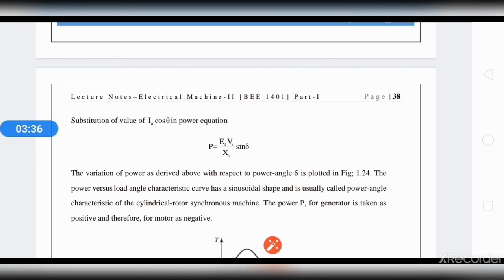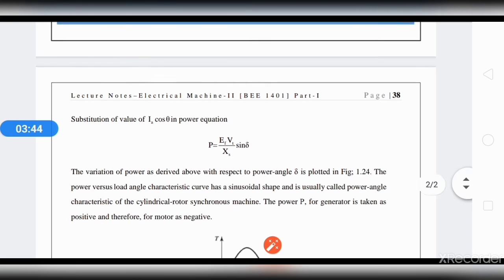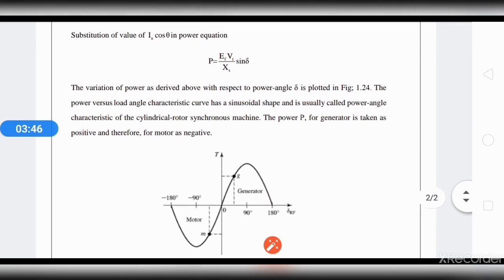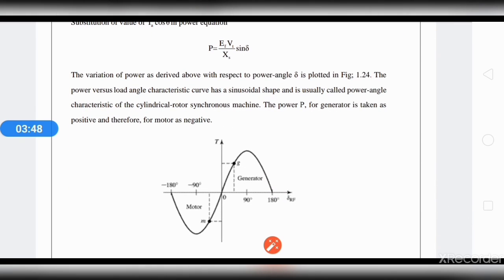The variation of the power as derived above with respect to power angle del is plotted in figure 1.24. The power versus load angle characteristic has a sinusoidal shape, and it is usually known as the power angle characteristic for the cylindrical rotor synchronous machine. The power for the generator is taken as positive and for the motor it is taken as negative. So this is all about the power angle characteristic for a cylindrical rotor synchronous machine.